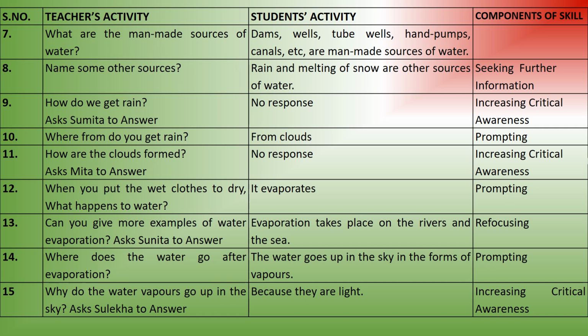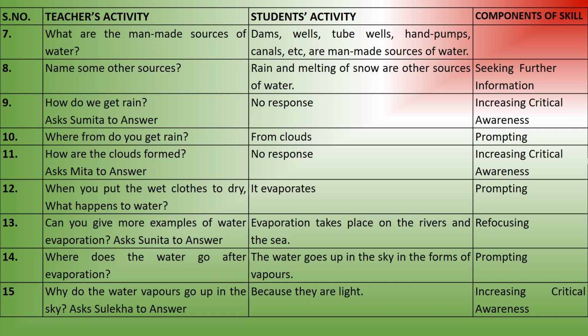The teacher will then ask the next question, what are the man-made sources of water? The students will answer dams, wells, tube wells, hand pumps, canals, etc. are man-made sources of water. The next question the teacher will ask is name some other sources. Rain and melting of snow are other sources of water will be the answer. The component used is seeking further information.